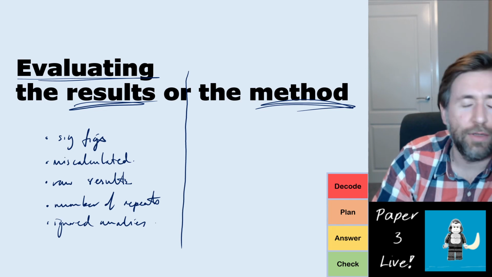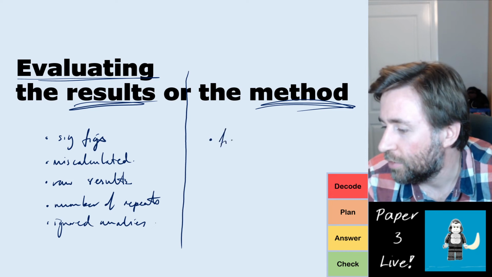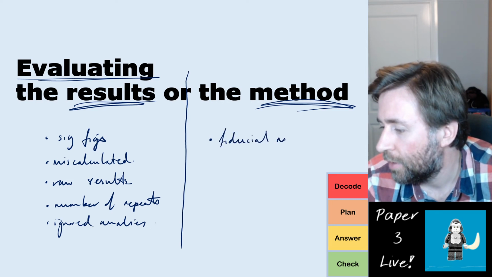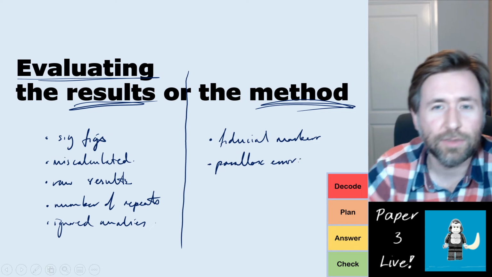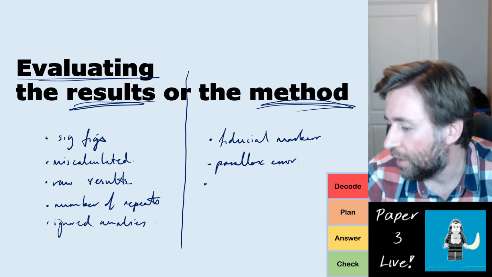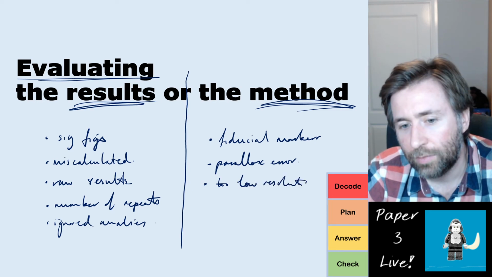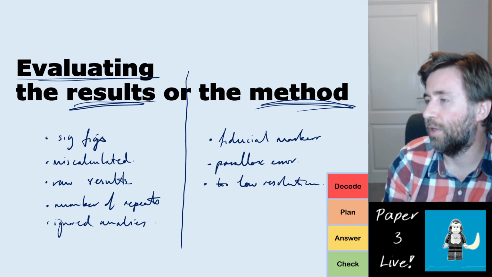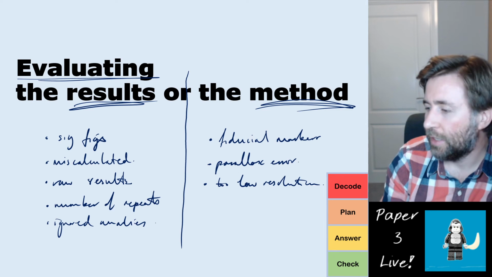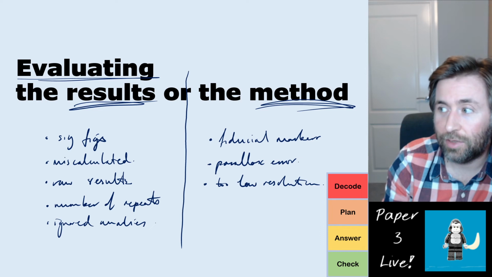Or are you evaluating the method? So that'll be things that are actually in the system. Have they not used a fiducial marker? Have they got parallax error? Do you follow me? So what have they actually done? Have they used too low a resolution? For example, using calipers rather than micrometers, things like that. So those are the improvements that you can suggest if you're asked to evaluate the method.